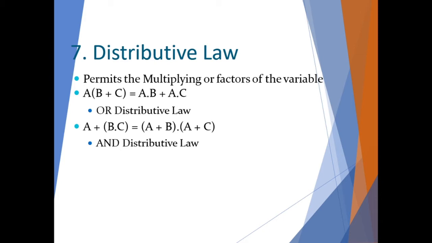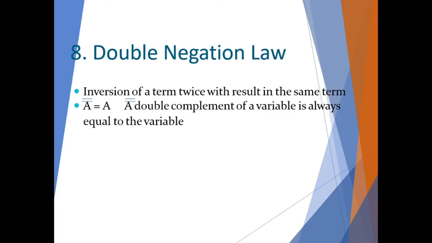Distributive law. A dot (B plus C) is equal to A dot B plus A dot C. A plus (B dot C) is equal to (A plus B) dot (A plus C). Double negation law. Inversion of a term twice will result in the same term. That is, a double complement of a variable is always equal to the variable.